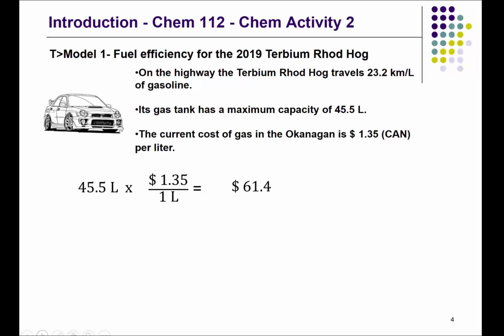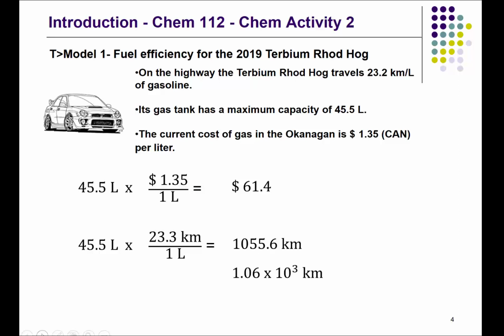Without reflecting too much on what this means just yet, let's see if there's another calculation we can also do, starting with the initial quantity of 45.5 liters. If we multiply the 45.5 liters by 23.2 kilometers per liter, we arrive at 1,055.6 kilometers. I'm only allowed 3 sig figs here, so we have actually 1.06 times 10 to the 3 kilometers.